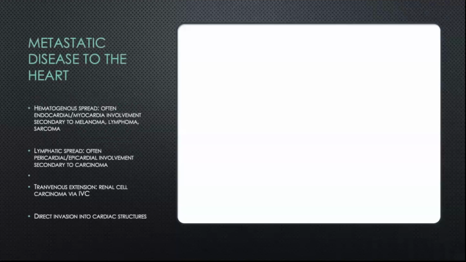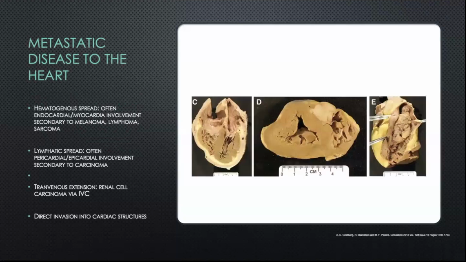So you can get different spreads to the heart. I know this is very clinical and we're at echograms, but just to give a brief overview: you get spread through the blood, you can get spread through the lymphatic system, and you can also get transvenous extension. You can get compression of different structures leading into the heart, and then you can also get direct invasion of cardiac structures.